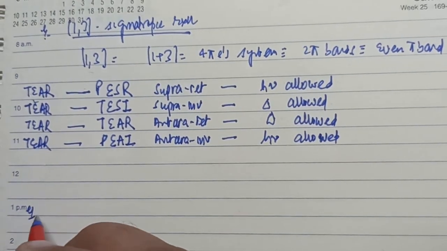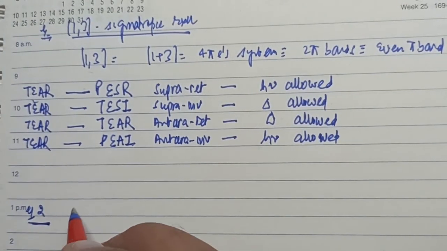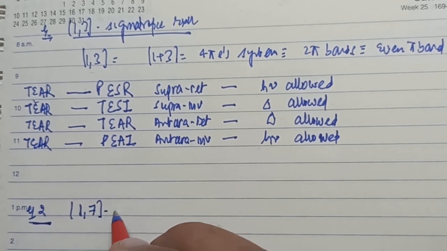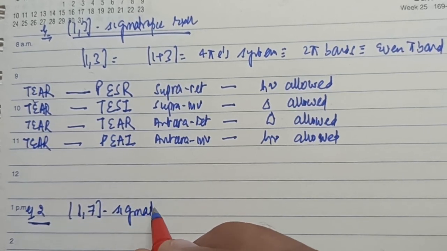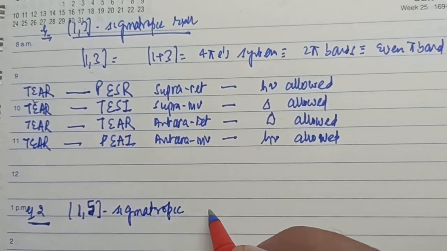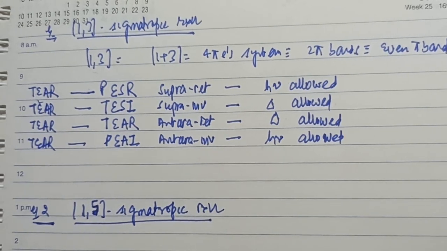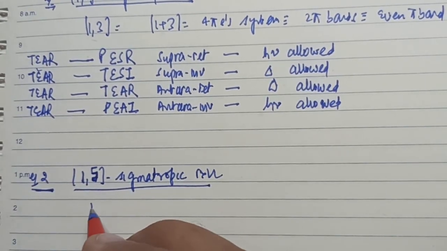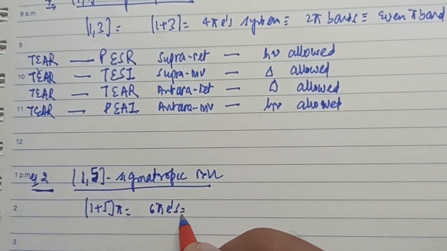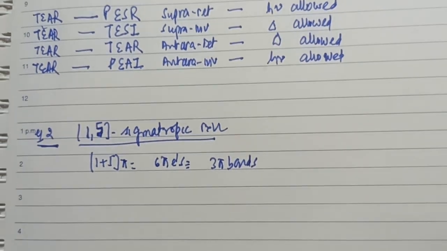Let's do this for a second example. I'm skipping 1,7. Let's do this for 1,7 sigmatropic reactions. This is easy. You can work it out. I think you'll get the same result. Let's do it for 1,5 only. 1,5 sigmatropic reaction. So I'm not skipping it. I'm doing it. 1 plus 5, that means it has 6 pi electrons, that means it has 3 pi bonds, that means it's an odd pi electron system.